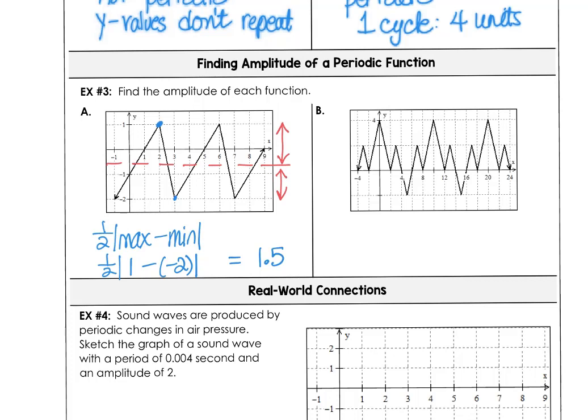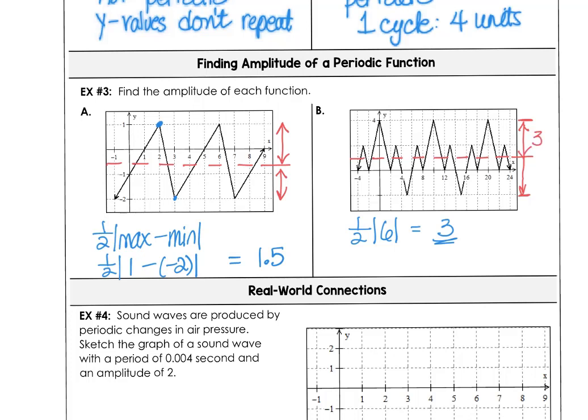In part B, our maximum is at 4 and the minimum would be at -2. So that entire distance would be a distance of 6. And half of that would be our amplitude of 3. So we want to take half of the full distance, and that's 3. So our amplitude is 3, and the midline would happen at about 1. So right in between there, there's our midline.